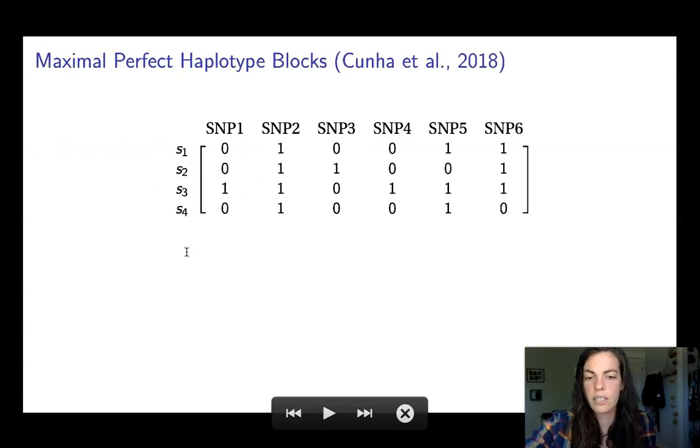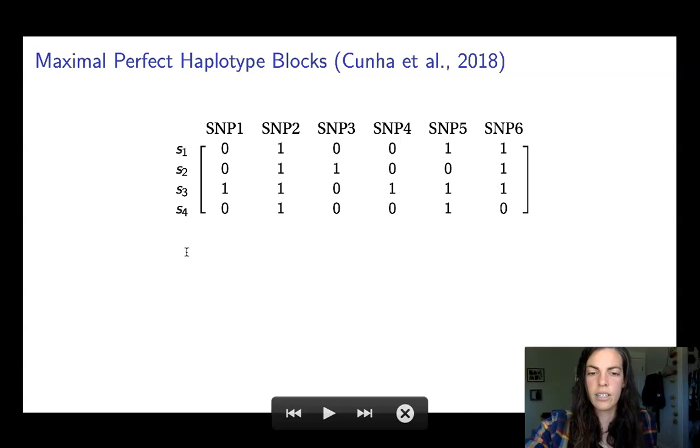In 2018, Kanha et al. proposed to use a pattern called a maximal perfect haplotype block for these variants, and gave the first algorithm to find all of these from a population dataset. In general, a haplotype is a set of DNA variations that tend to be inherited together. We'll see that these blocks give a precise way of defining such a set, along with a list of all the individuals in the population who had the specific set of variations.